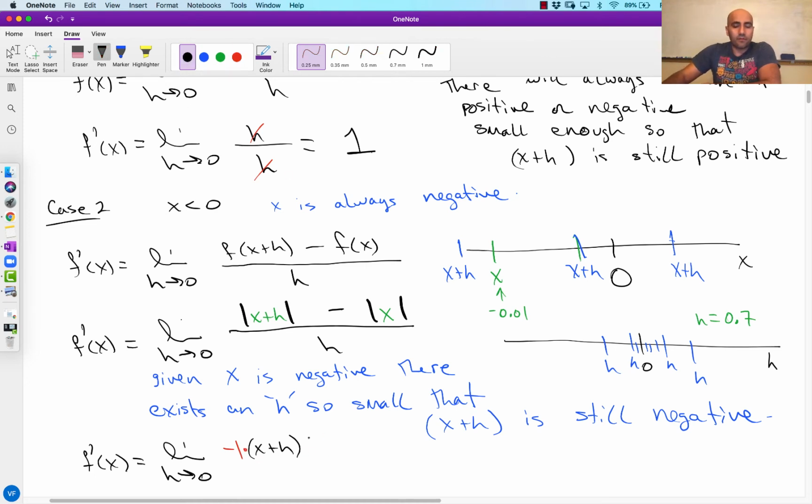Minus, and then here I'm guaranteed x is negative. The absolute value of a negative number is going to be that same number times a new factor of negative 1. That, and the whole thing gets divided by h.